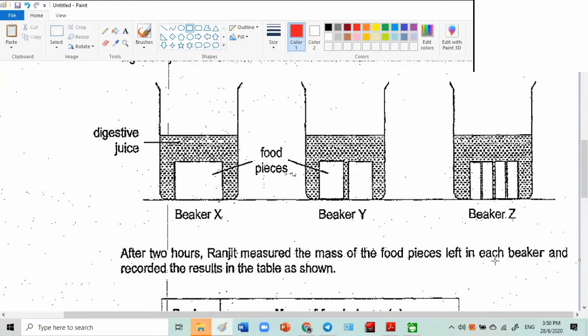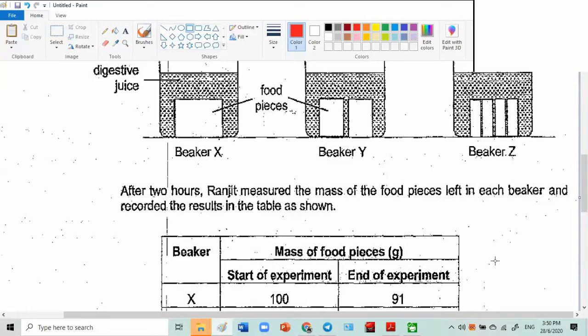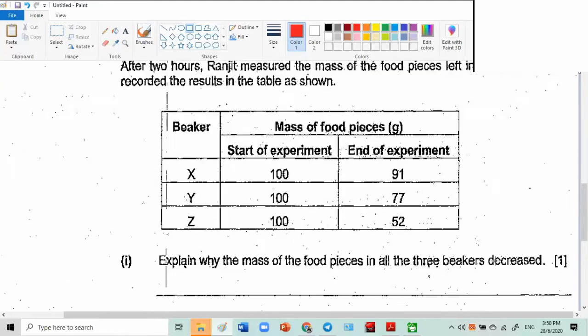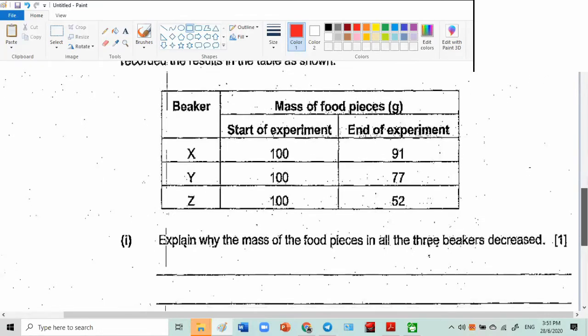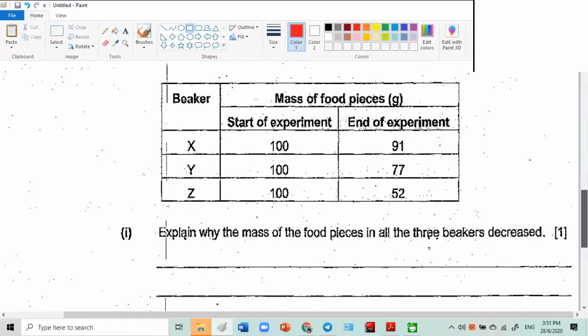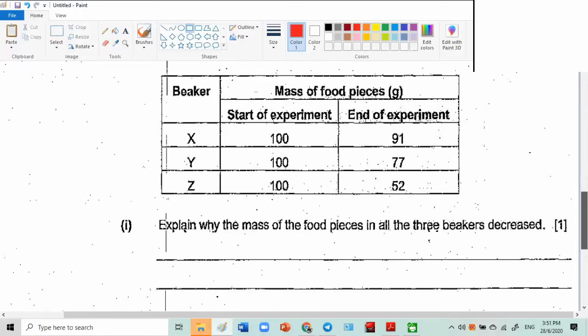No? Okay, after 2 hours, Ranjit measured the mass of the food pieces left in each beaker and recorded the result. Start, everything is 100. Then 91, 77, and 52. All right, so maybe we ask Ruben, what happened? Why did the mass of the food in all 3 beakers decrease?